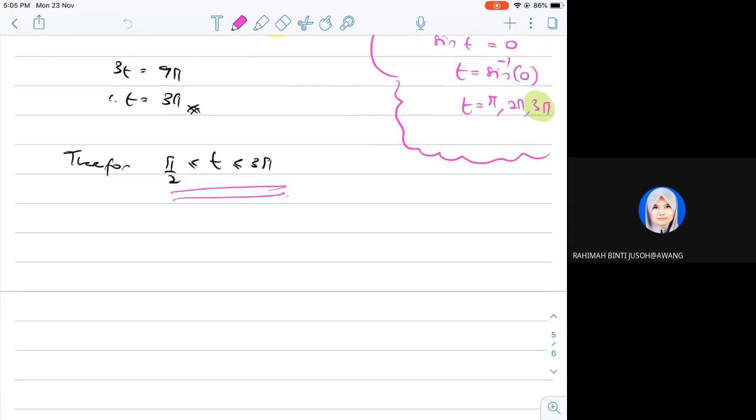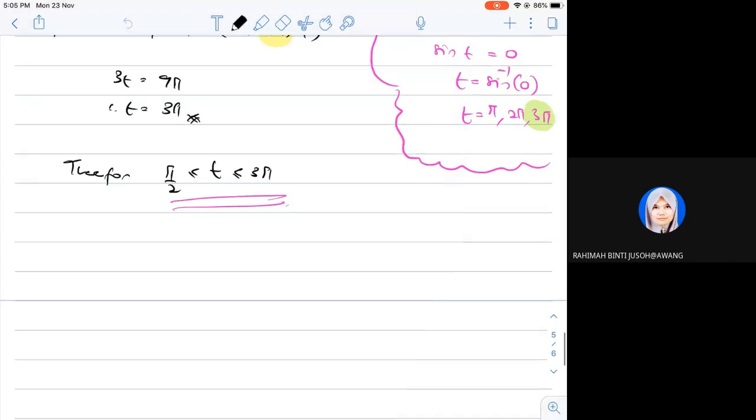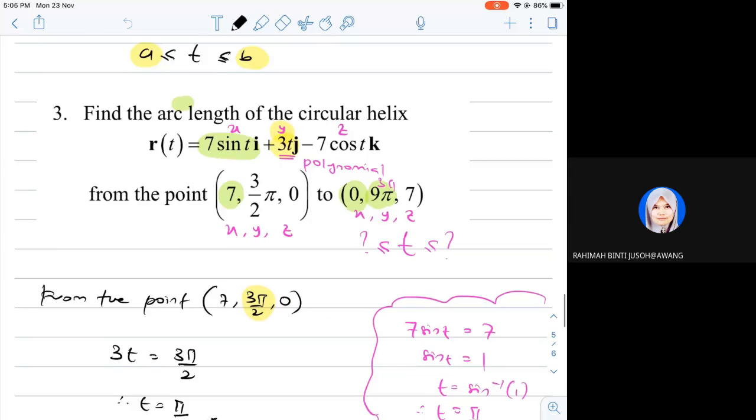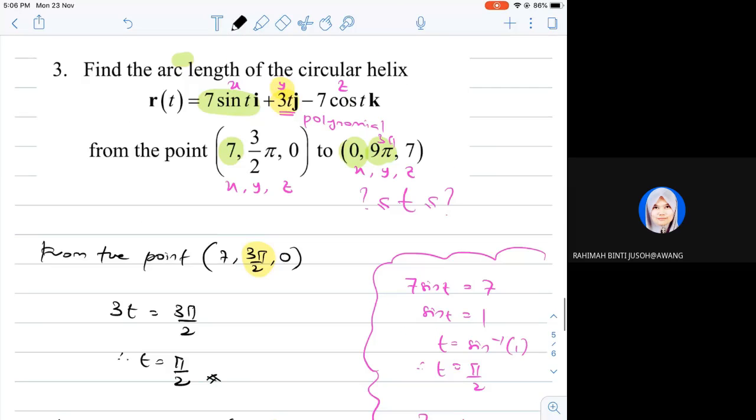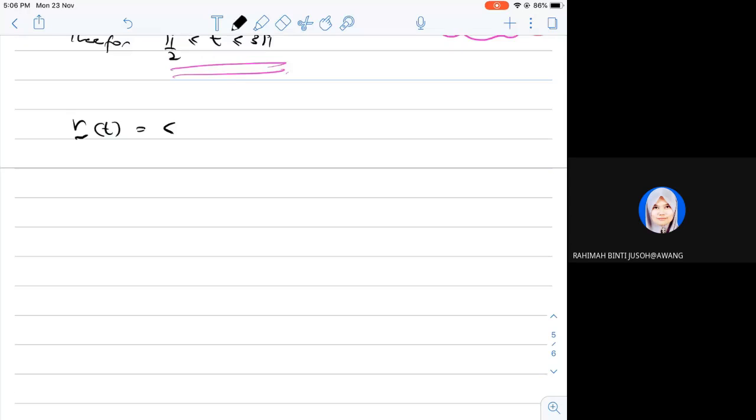Okay, now let's proceed with the solution. It's not finished yet, I only just explained. Denote the arc length, so this is our limit. Of course we need to find r prime t. From the given question, r(t) equals 7 sin t, 3t, negative 7 cos t. So r prime t, differentiating everything, we will have 7 cos t, 3, and a positive 7 sin t.